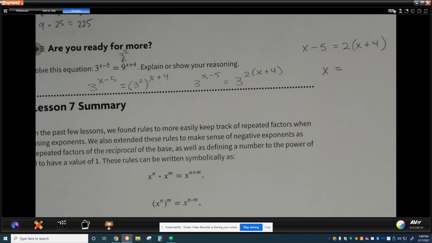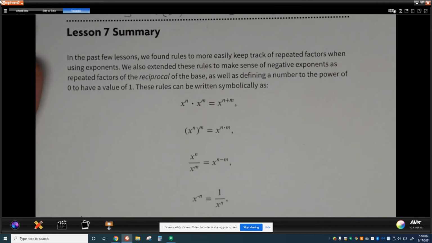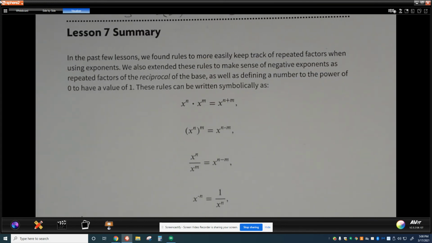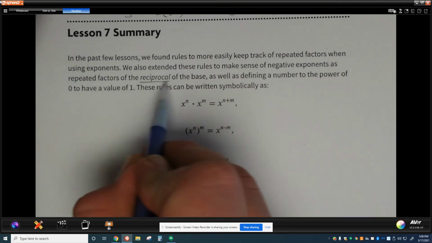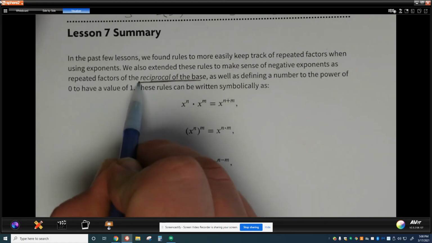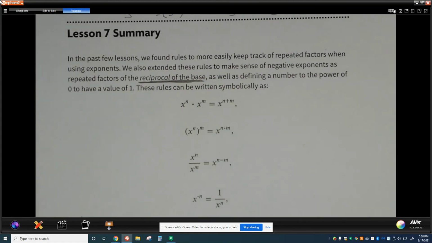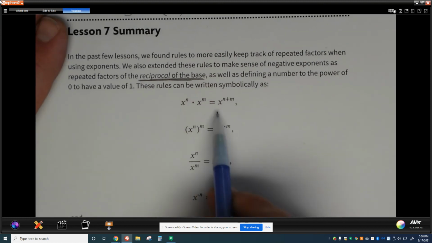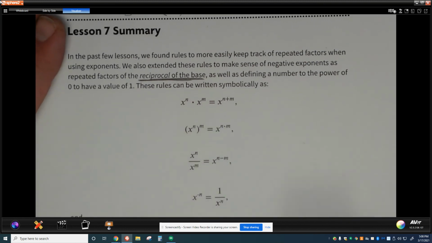All right, so the past few lessons, we found a lot of rules to help us easily keep track of repeated factors when using exponents. We've extended these rules to make some sense with negatives. We've worked a lot with negative exponents and the reciprocal of the base. And then we have defining a number to the power of 0 as always equal to 1. We have exponent rules. These are the exponent rules that we can follow.